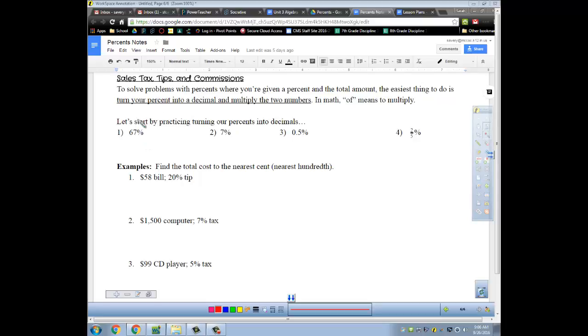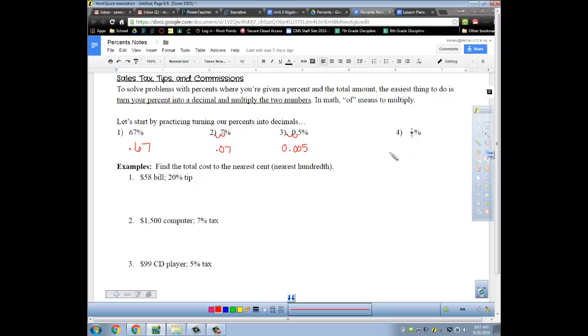So 67% as a decimal is 0.67. So we're just going to practice turning these into decimals. 7% as a decimal, remember, move it 2 places to the left to get 0.07. That's a very important percent because it's Indiana sales tax. Next, we're going to move it twice to the left to get 0.005. And if you wanted to stick a 0 out in front, you could.